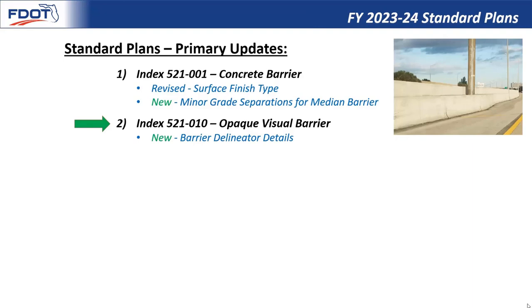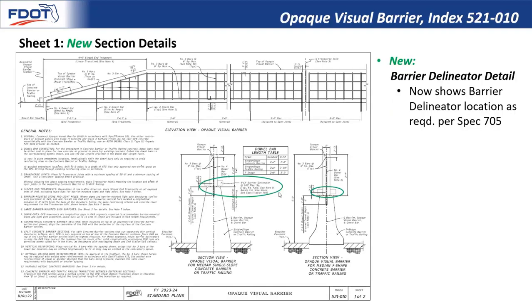Now moving on, we'll discuss Index 521010 for opaque visual barrier, where we've added some new barrier delineator details. Taking a look at the new section details on sheet 1 circled in green, you can see that the barrier delineator locations are now shown as required per specification 705. When you have a barrier that has no opaque visual barrier on top, the barrier delineators would be mounted simply to the top center of the barrier.